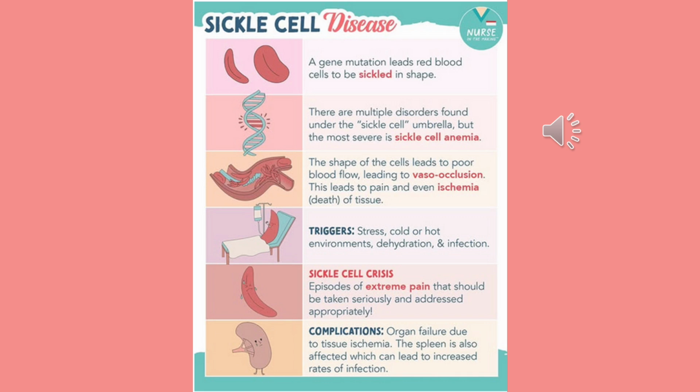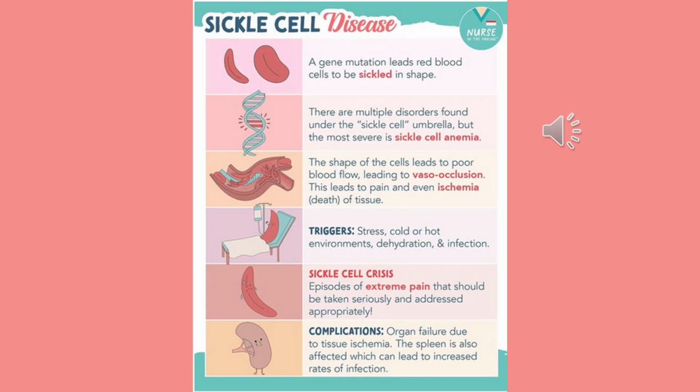This shape change in red blood cells is more than just structural, it causes significant complications. Again, the sickled cell becomes very rigid and sticky, which leads to poor blood flow and blockages in small vessels, which, as we know, is a vaso-occlusion or sickle cell crisis. It causes a lot of pain and even ischemia, and it can also lead to organ death. There are several triggers for sickling episodes, things like stress, extreme temperatures, dehydration, and infections. All of these factors can exacerbate the condition by increasing oxygen demand and reducing the oxygen supply to tissues.